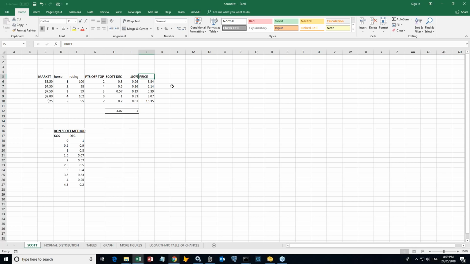So on Don Scott's method of doing the form, you'd have $3.07, or if we just get rid of a decimal place to make it easy, $3.10 about the top rater, $3.80 about the second rater, $5.40 about this guy, $6.10 about this guy, $15 about this guy.